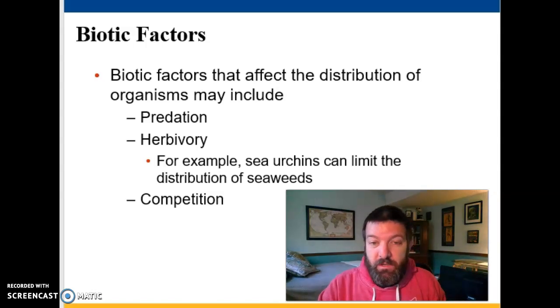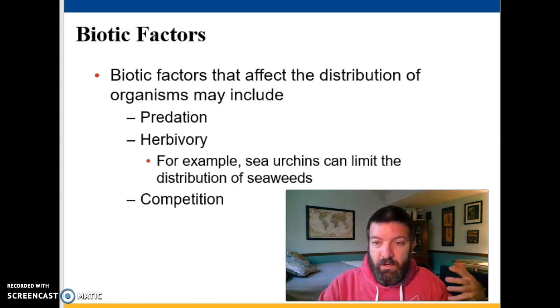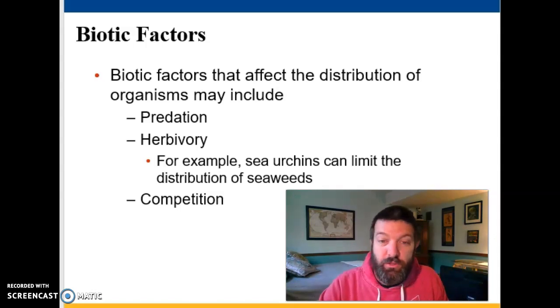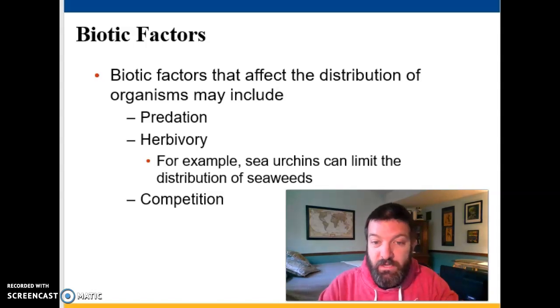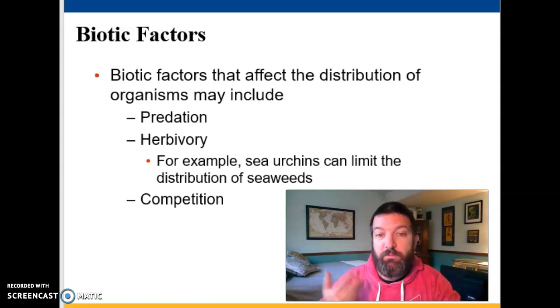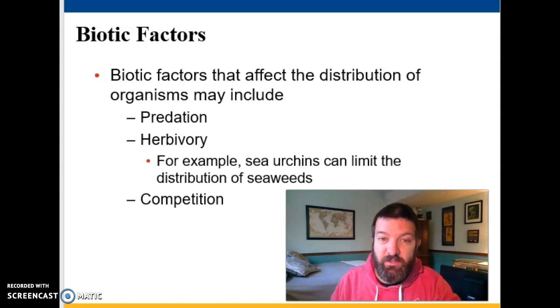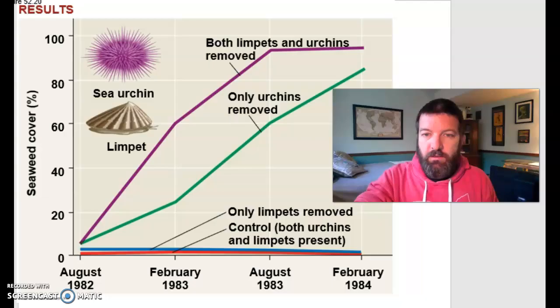Or competition. There might be on the other side of the river an organism very similar to you that can't cross the river. It can't disperse across the river. But it's better than you at eating the things you eat or taking advantage of the habitat you take advantage of. And so you are outcompeted from that area. Those are biotic factors because they're living things that are causing those limitations.